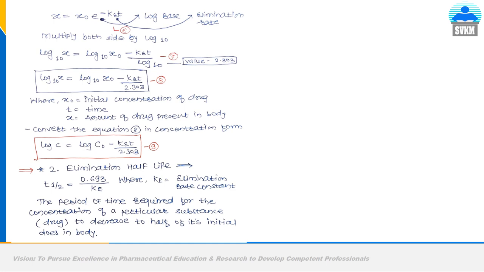Now, the second parameter is elimination half-life, which is indicated by T half. There is one equation only to determine the elimination half-life, that is T half is equal to 0.693 upon Ke, where Ke is nothing but the elimination rate constant. The elimination half-life is defined as the period of time required for concentration of particular substance or a drug to decrease to half of its initial dose in the body. We just need to write the definition and single equation, that's it.